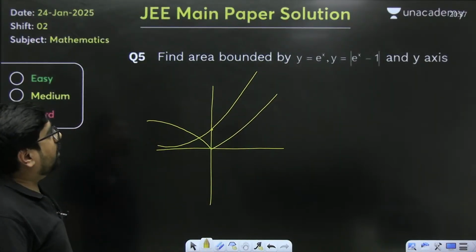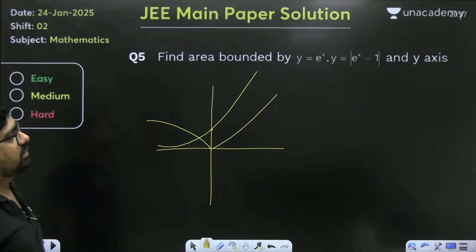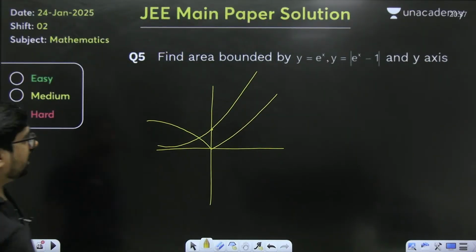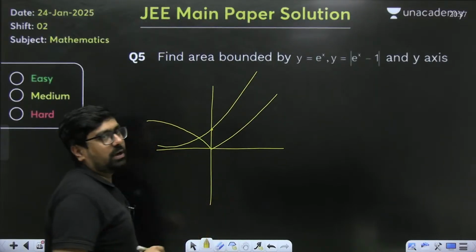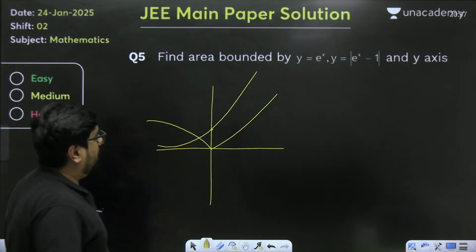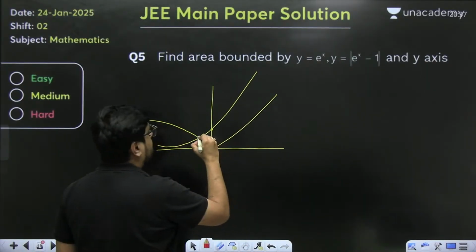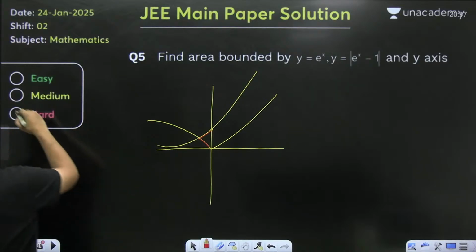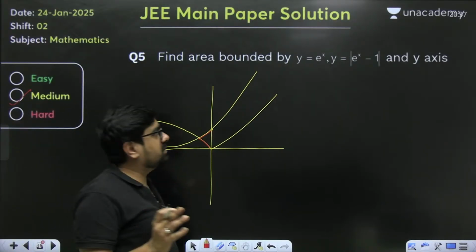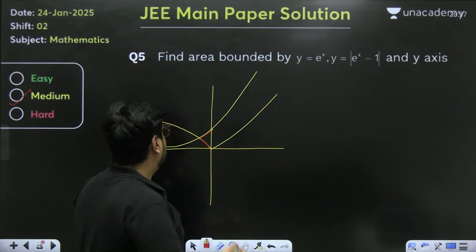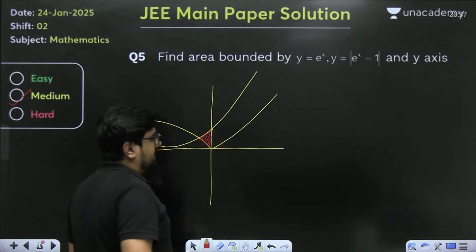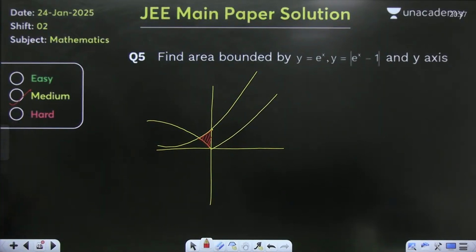Positive side only. Now, the area bounded between these two curves, they are asking. So, first of all, realizing both the graphs was important. This one we can say is medium level or in fact hard level, because students already find area under the curve a bit on the difficult side. So this area you are supposed to find. Getting my point? The upper curve is e to the power x and the lower curve is mod of e to the power x minus 1.